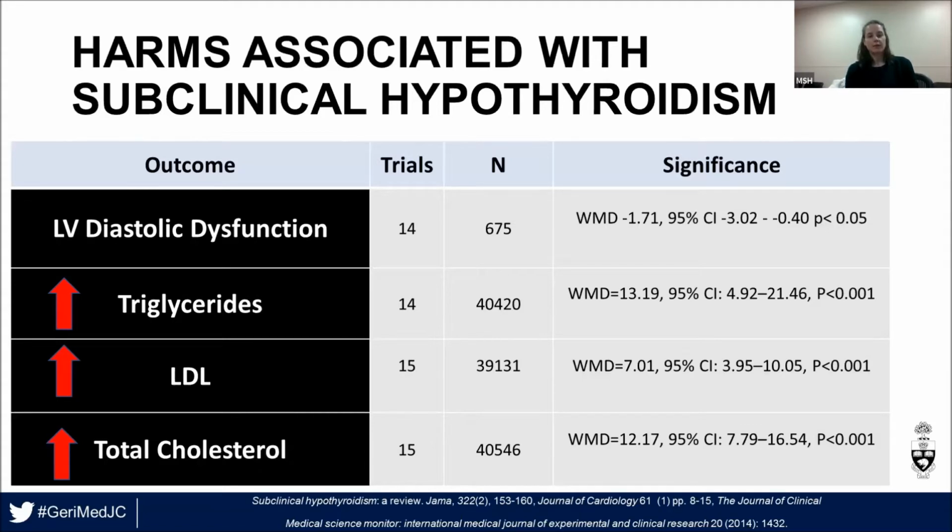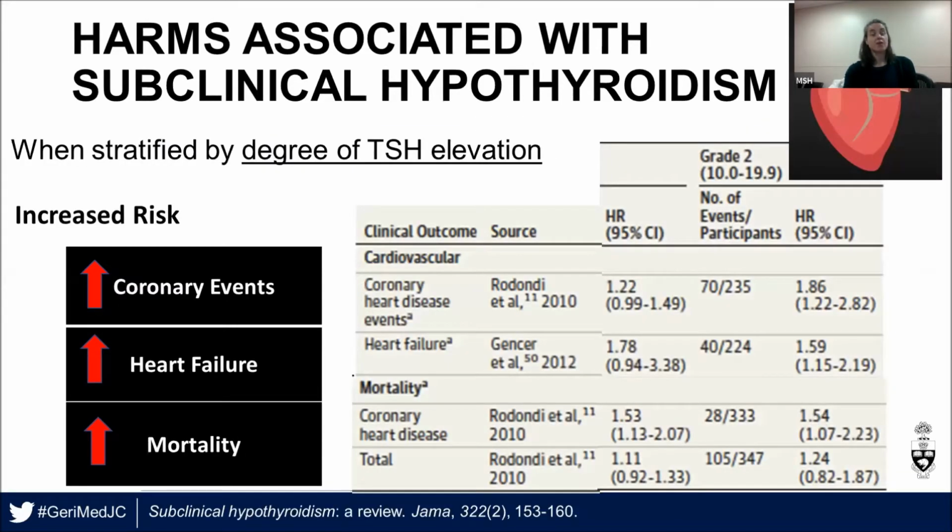So what are the harms associated with subclinical hypothyroidism? It can cause LV diastolic dysfunction, elevated triglycerides, elevated LDL, and elevated total cholesterol. And if you have a higher TSH, in this case between 10 and 19.9, a meta-analysis demonstrated increased risk of coronary events, heart failure, and mortality.